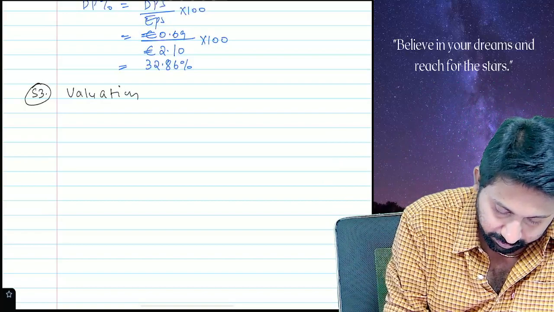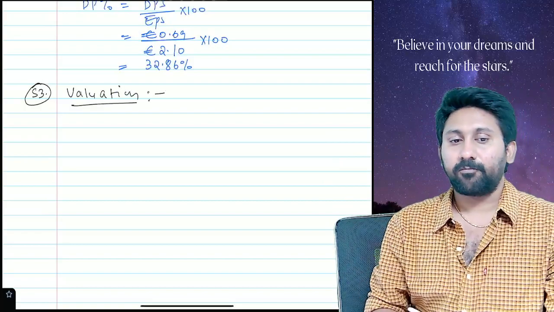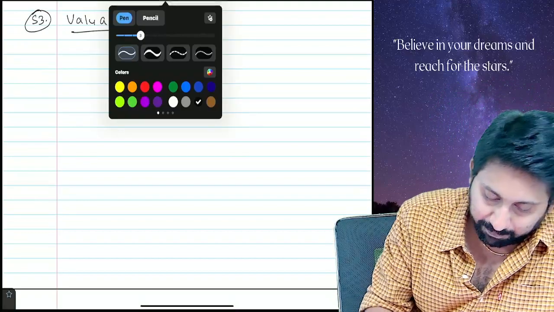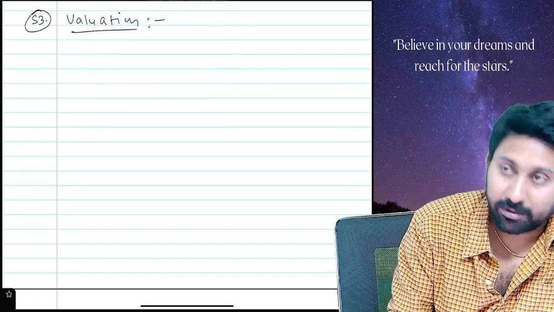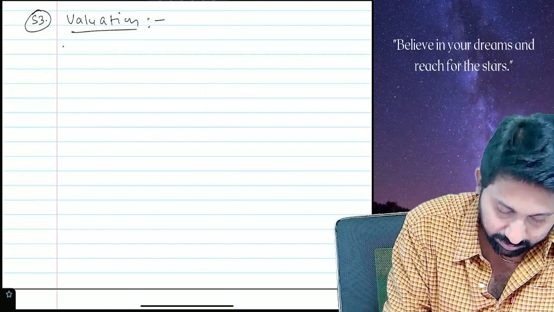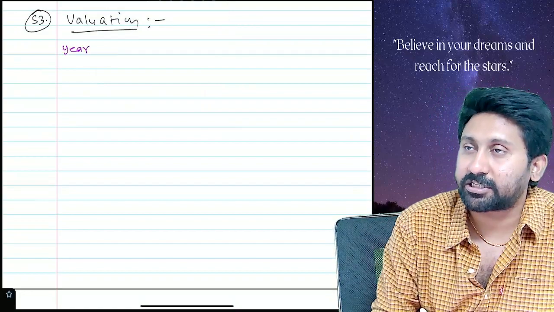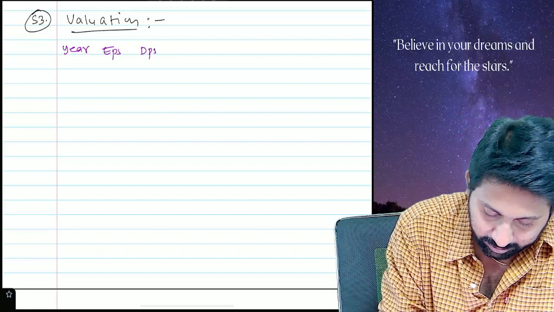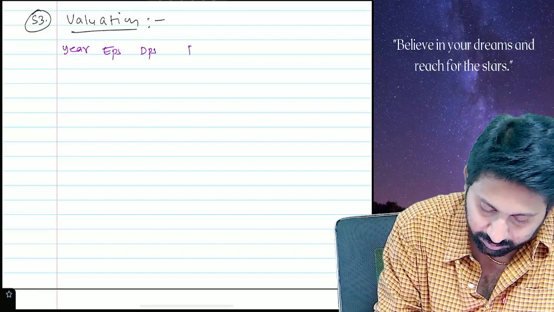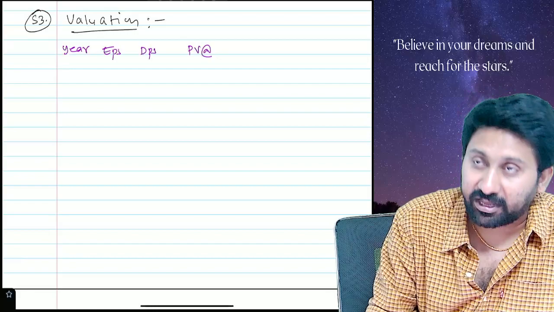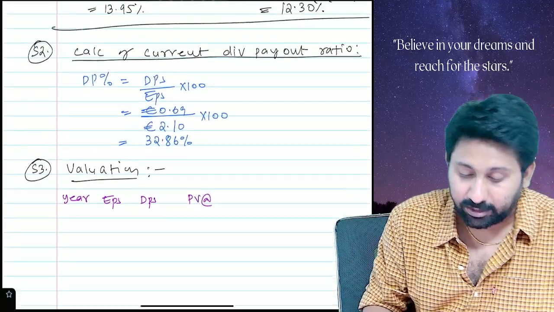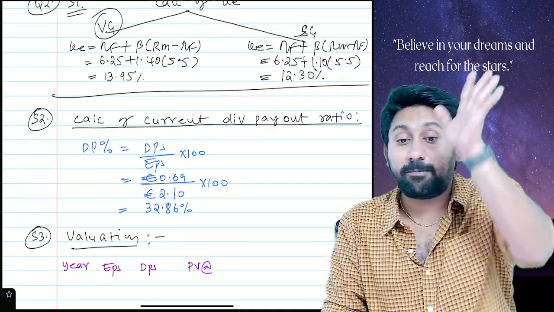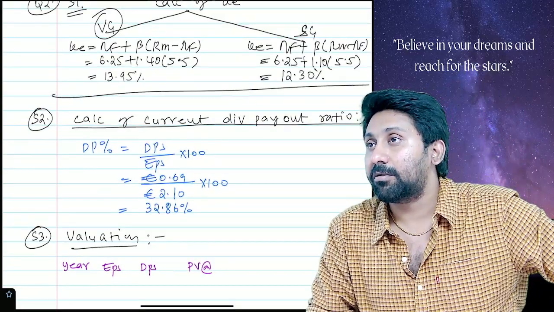Valuation. Help me with the numbers, please don't do along with me. See the screen once. Year, EPS, DPS. PV at the rate of, tell me how much we need to take? 13.25 we should take, 12.3 we should take, is the question now.